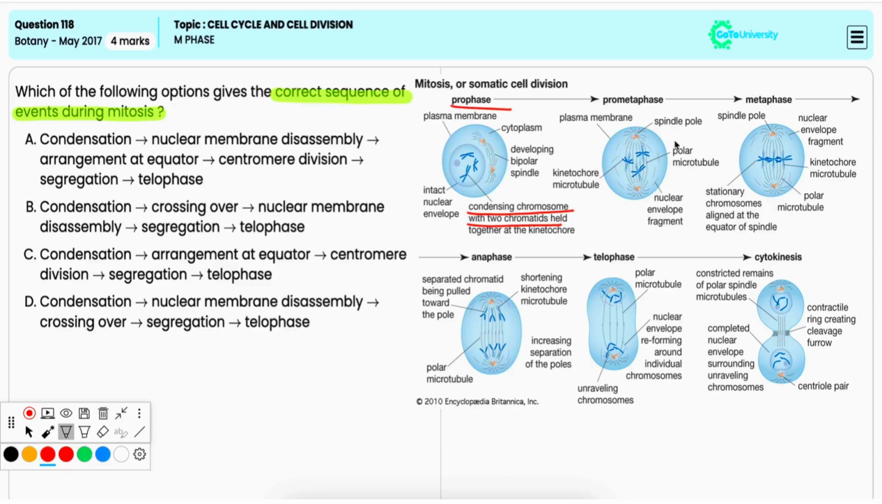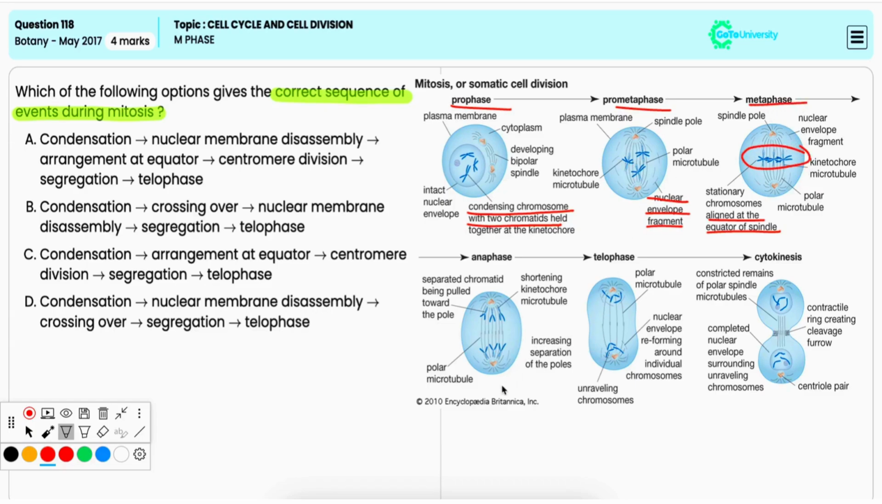Number 2, nuclear membrane disassembly begins at late prophase or transition to metaphase. Number 3, arrangement of chromosomes at equator occurs during metaphase, which is known as congregation.